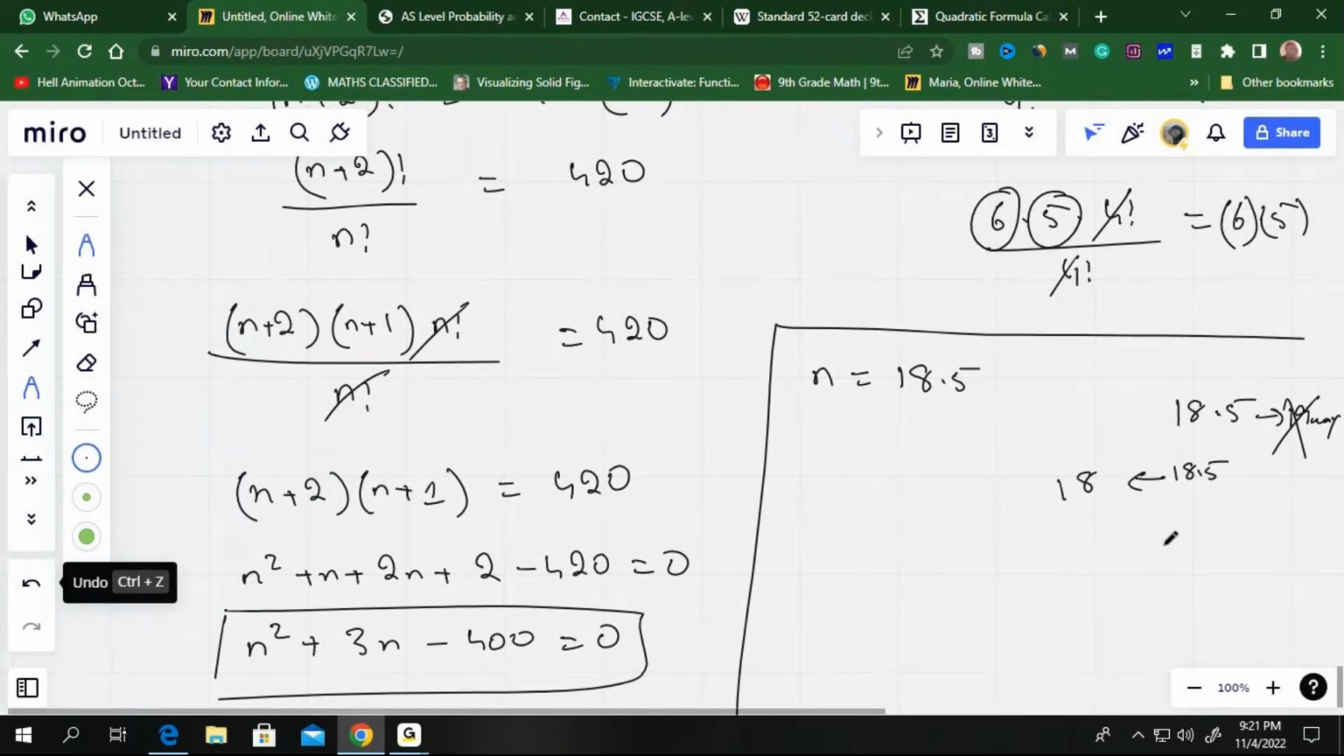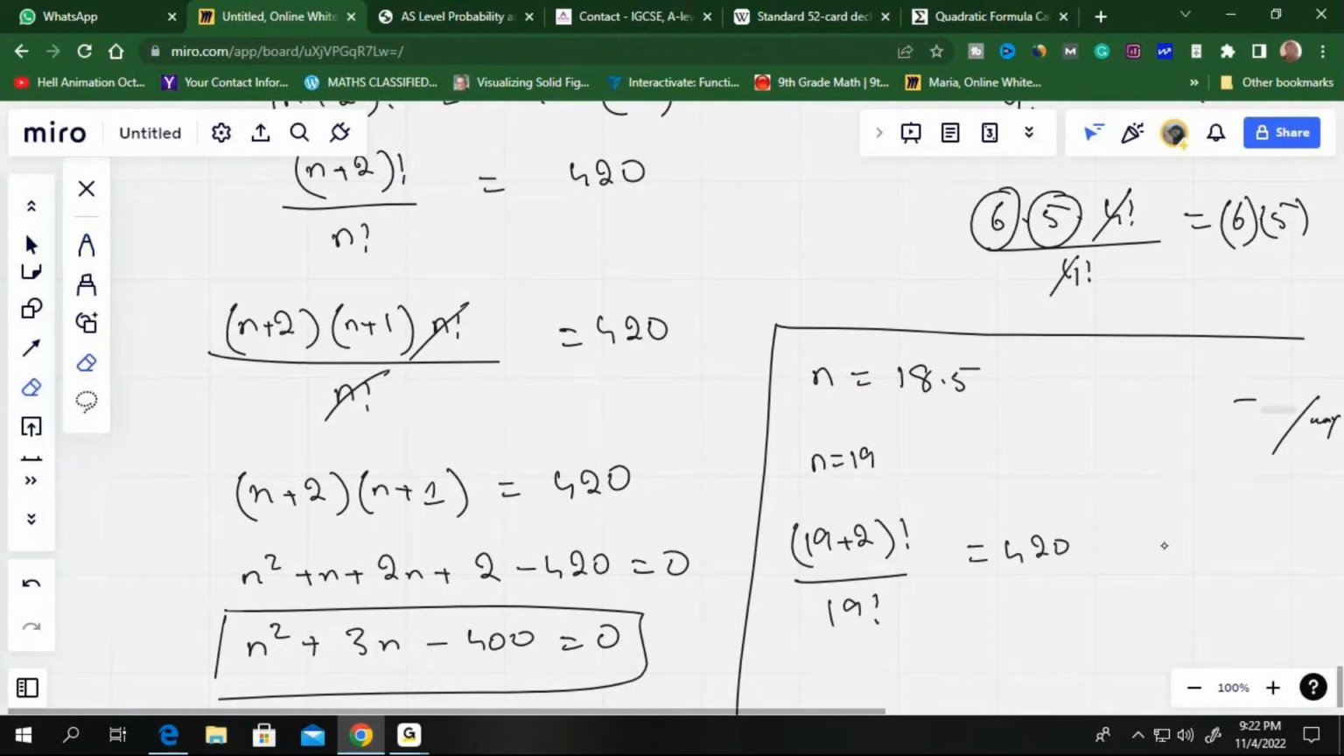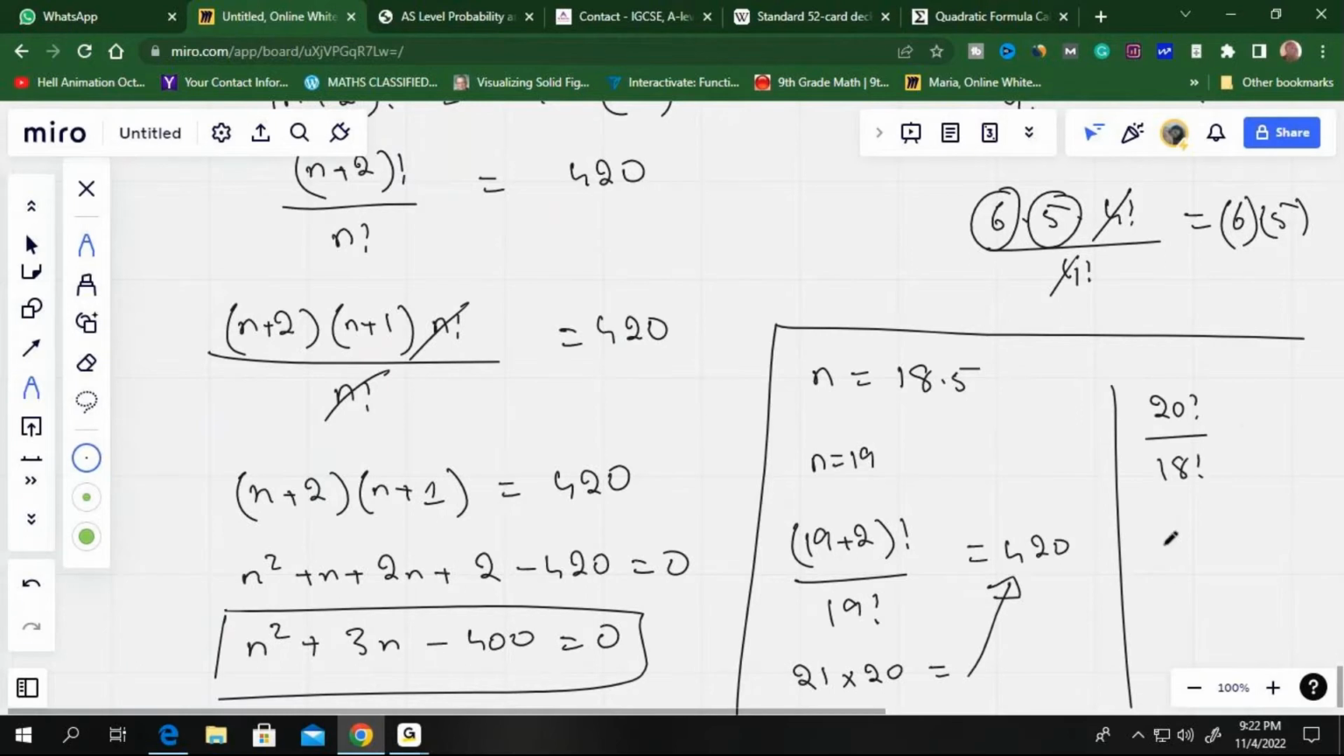They've just said that if I pick up n value 19 over here, then 19 plus 2 factorial, that is 21 factorial, upon 19 factorial, this is giving you 21 into 20, yeah, it's giving you 420. On the other hand, if we pick up 18 plus 2 means 20 factorial upon 18 factorial, that is going to give me 20 into 19. So it is giving me 380 ways, so it is not satisfying. So that's why we are going to pick up n value 19.